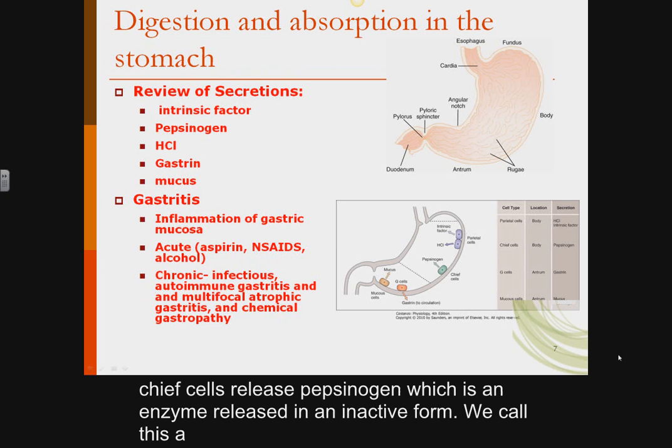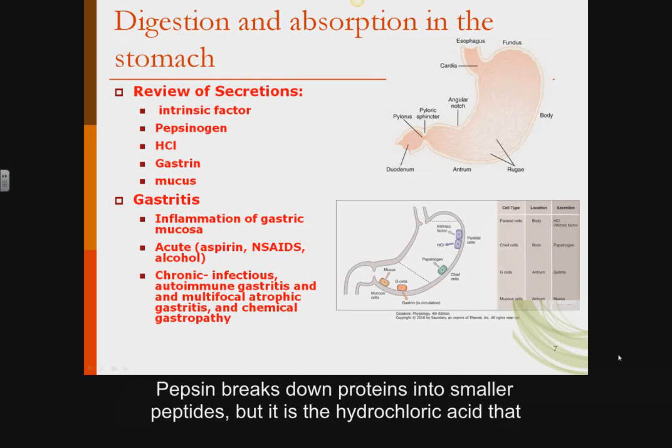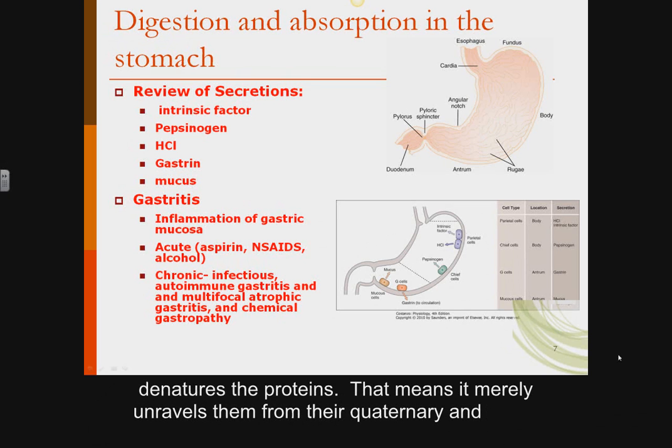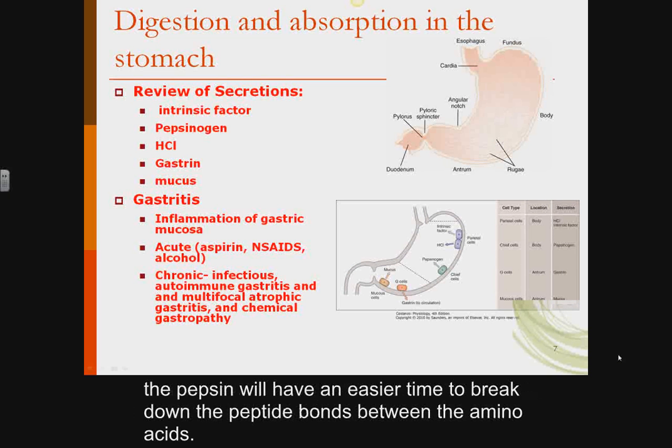The chief cells release pepsinogen, which is an enzyme released in an inactive form. We call this a zymogen. Hydrochloric acid, with its low pH, is needed to activate the pepsinogen. Pepsin breaks down proteins into smaller peptides, but it is the hydrochloric acid that denatures the proteins. That means it merely unravels them from their quaternary and tertiary and secondary structures down to the primary structure. And that means that the pepsin will have an easier time to break the peptide bonds between the amino acids.